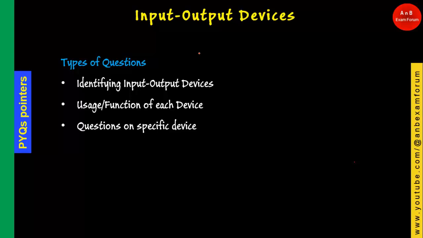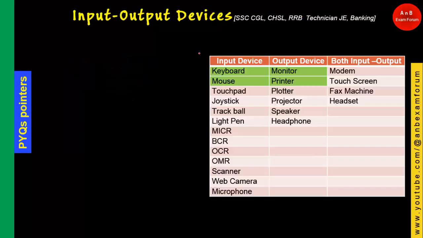So these are the three categories of questions which you need to know from this chapter. The very first and foremost is identification of input and output devices. Students, this topic is very common and very important in all examinations like SSC CGL, CHSL, RRB Technician, JEE, banking, whatever name you can take, you will find one question from this topic.